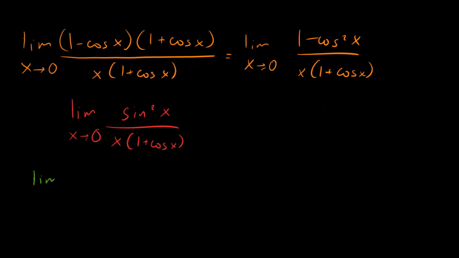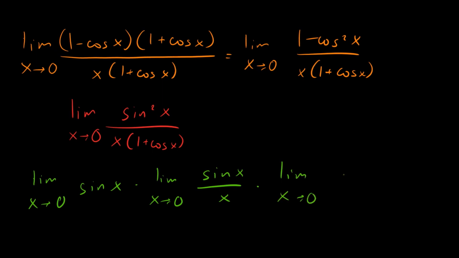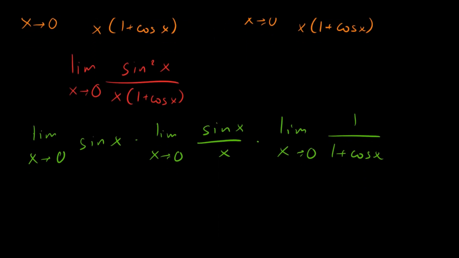Now we can actually separate this as a product of 3 separate limits. So we can have the limit as x approaches 0 of sine of x times the limit as x approaches 0 of sine of x divided by x times the limit as x approaches 0 of 1 over 1 plus cosine of x. So now let's evaluate each of these limits.